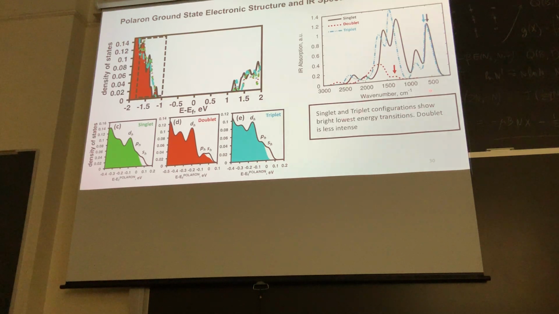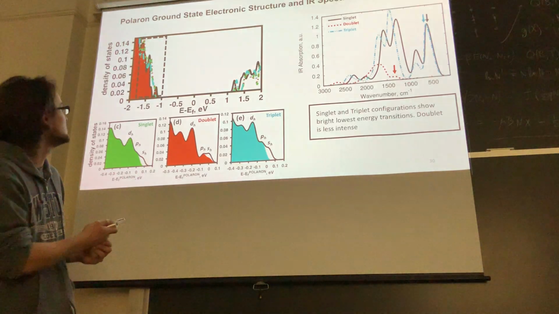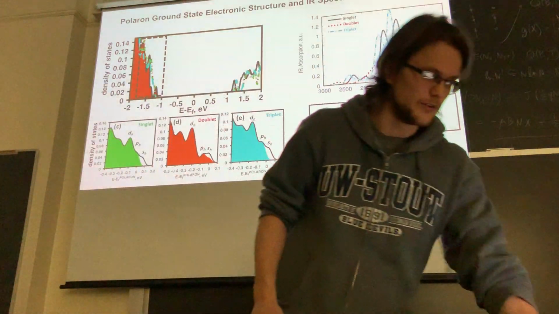And we plot them in wave numbers. So our lower energy is to the right, higher energy is to the left. And so the lowest energy transition for all these models are indicated with the arrows. And we see for the singlet and the triplet, they're basically the same for lowest energy transition. So they're fairly bright, whereas for the doublet, the lowest energy is fairly dark and it's higher in energy. So if we were going to look for PL from the systems, it would probably be from the singlet or triplet models compared to the doublet.